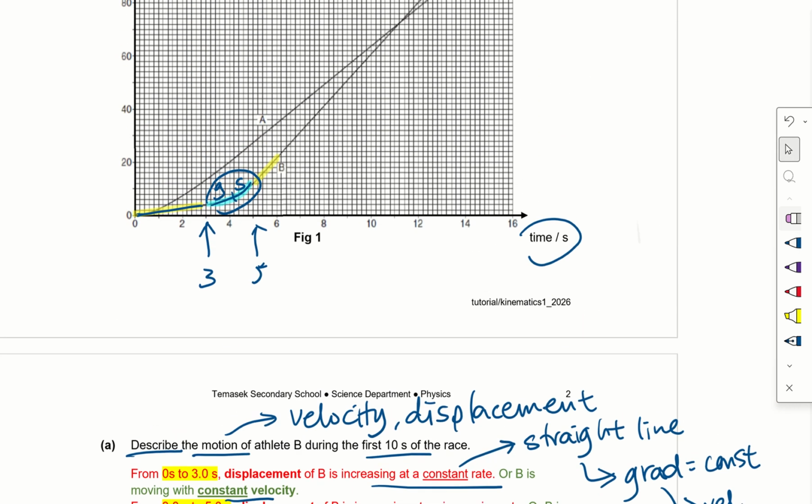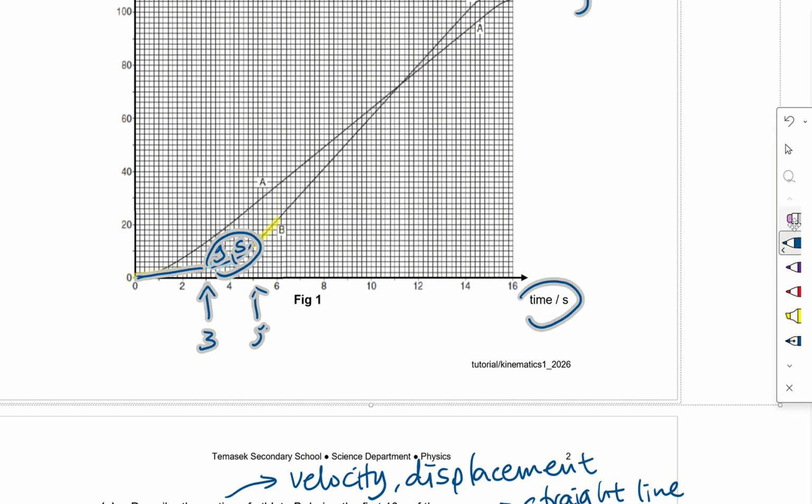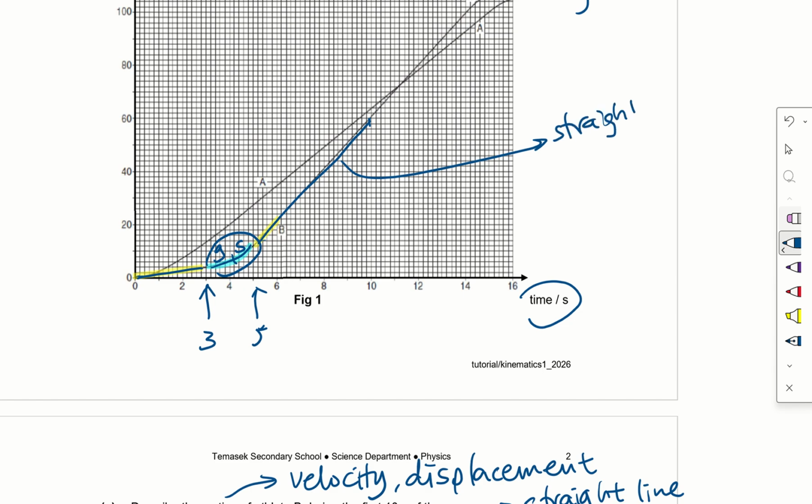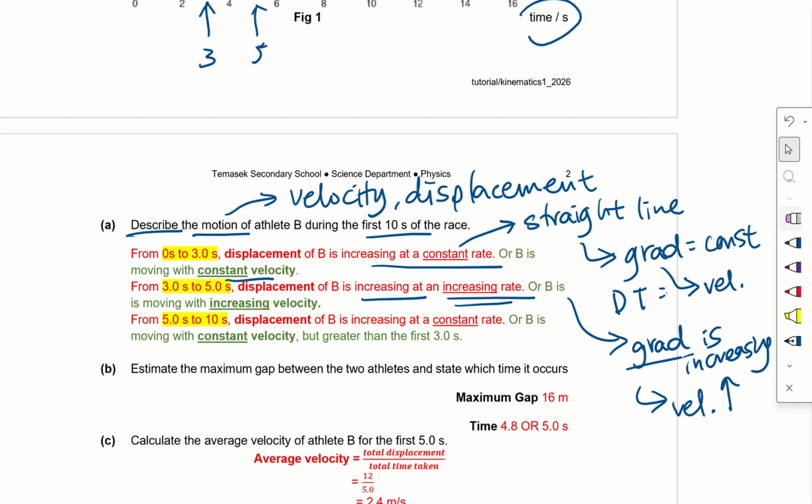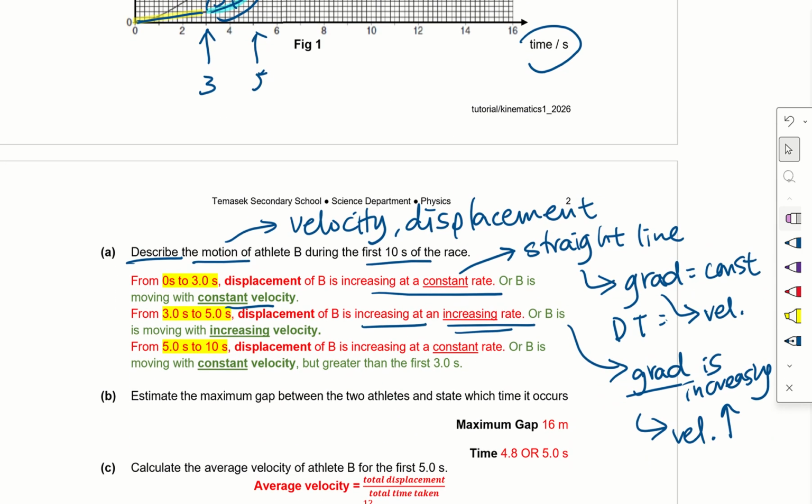Then all the way from 5 to 10 seconds, if you actually use a ruler, you'll see that it is again a straight line. If it's a straight line, it means that the gradient is constant. And what does gradient represent in a dt graph? It represents velocity. So the velocity is constant. Some better students will say that B is moving with constant velocity from 5 to 10 seconds, but the velocity is greater than the constant velocity from 0 to 3 seconds.